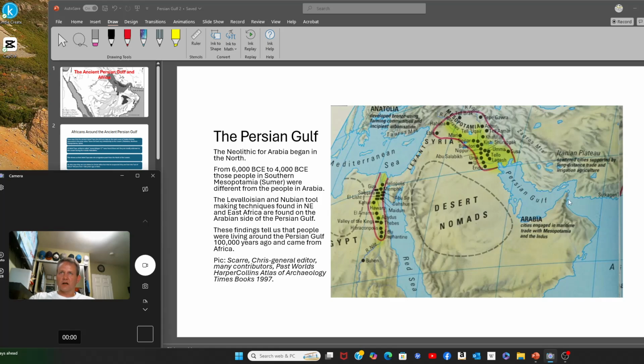So these sites around this area, they found Nubian tools and Levallois tool techniques that are found in Northeast and East Africa. They're also found in Europe. So they found those here. But the most likely is they came from Africa, not from Europe. Okay, so these findings tell us that people were living around the Persian Gulf 100,000 years ago and came from Africa.